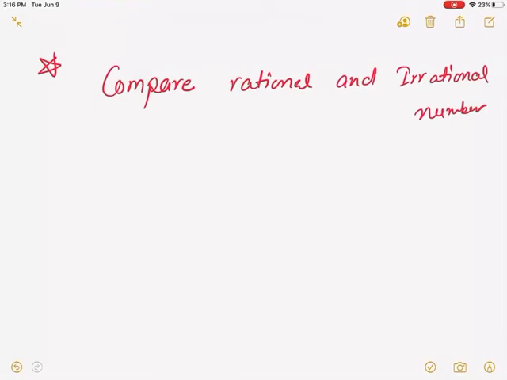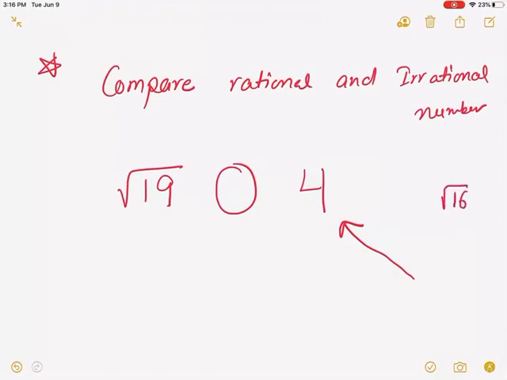Let's say my question to you is square root of 19 and 4. Which one is bigger or smaller? How would you compare these? Here's a shortcut. I'm just going to change this rational number into a root. This is 4. What number would you take the root of to give you 4? It's square root of 16. So I'm just going to change that rational number into a square root.